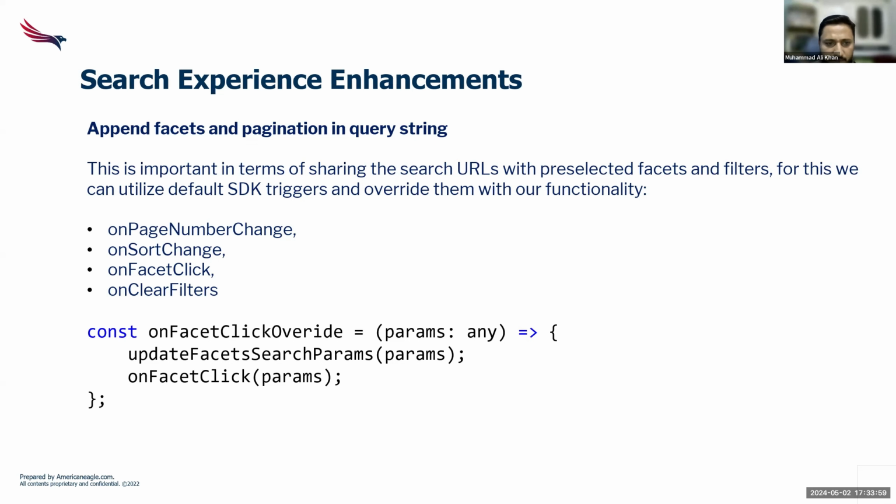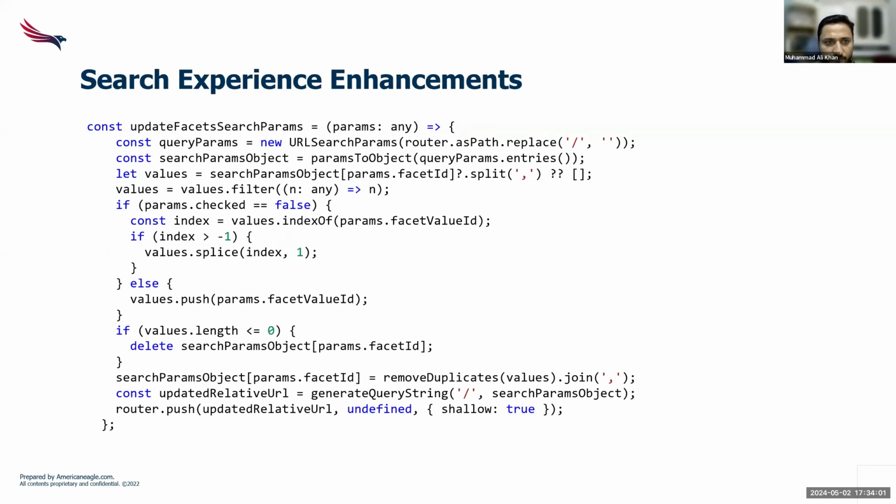If you go to the next slide, we will see the implementation of this update search params method. What we are doing here is grabbing the current URL with the query string, modifying, removing, and adding the new query string parameters as per our selection from the search page, and again sending it back to the URL using the React router push method. So this is how we are modifying our query string.